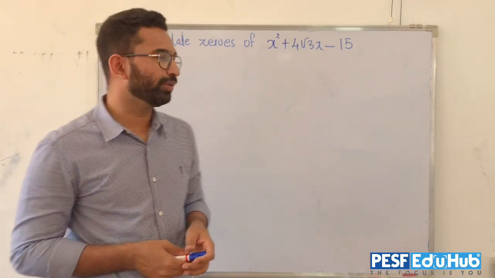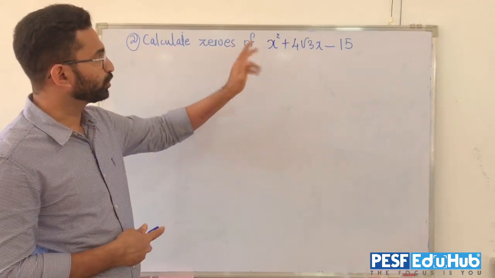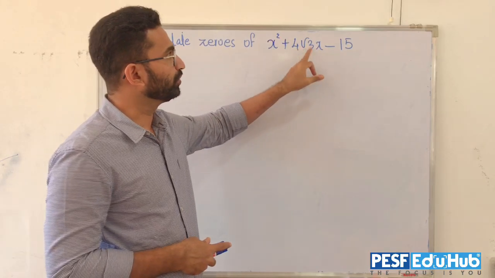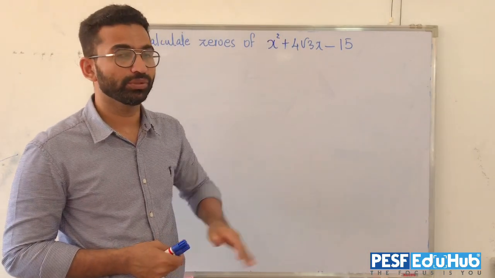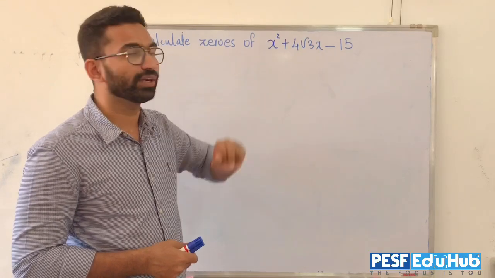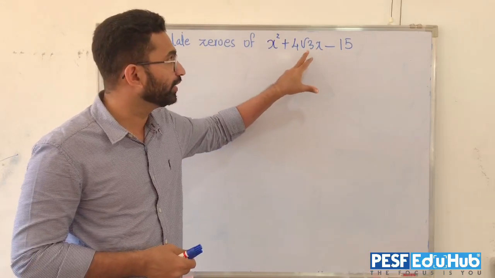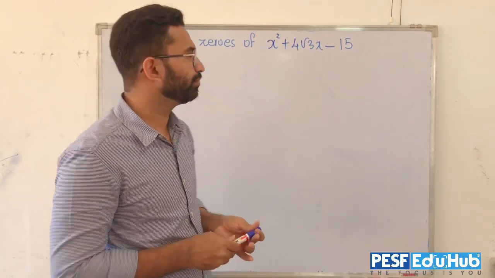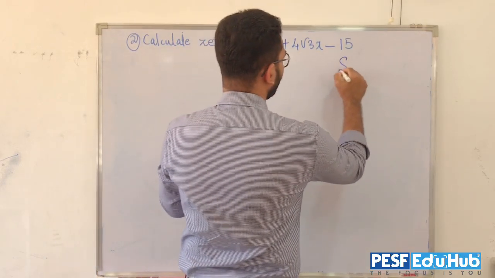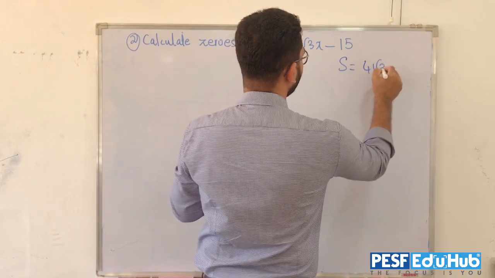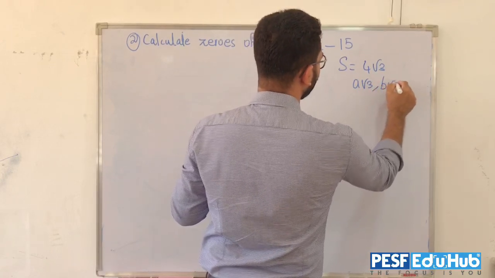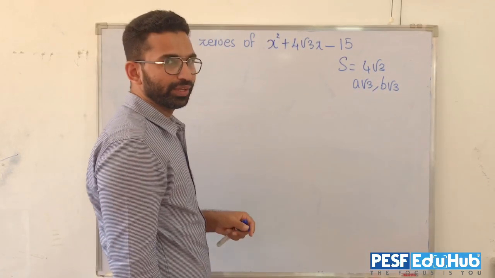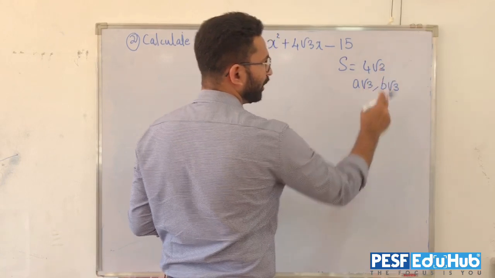Now one more similar question. Calculate zeros of x square plus 4 root 3x minus 15. So this is the question given to you. As I told you, again the coefficient of x is a radical number here. What is the radical here? It is root 3. So we can start now. Sum equal to 4 root 3. 4 root 3 means I know that the numbers are a root 3 and b root 3. So when I find the sum, I should get 4 root 3.